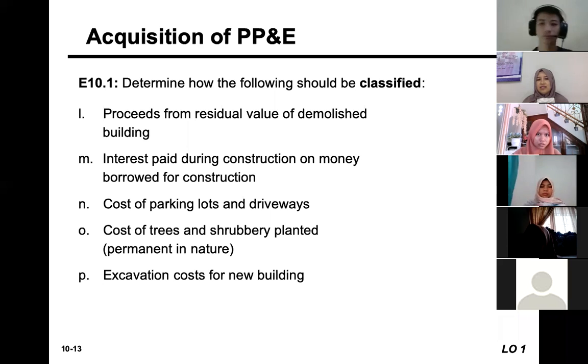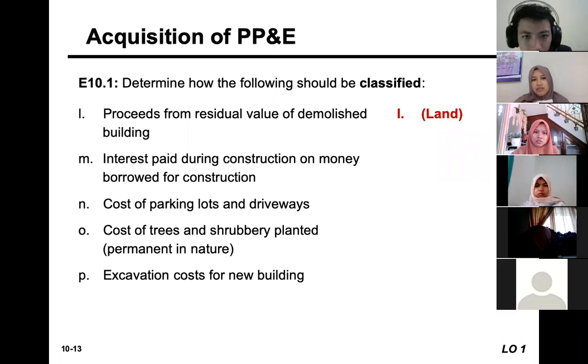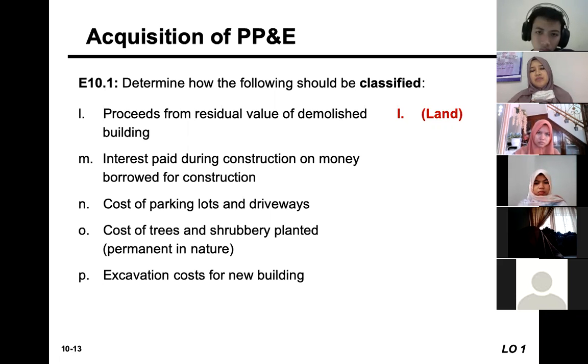Because it's proceeds, yeah? It's not the cost. So we will reduce it from the value of the land because we get the proceeds. What's the example of proceeds from residual value of a demolished building? Let's say the company destroyed the building, but some components of the building can be sold. Some of the structure of the building can be resold, maybe the roofs, I do not know, the woods. So that will give the proceeds to the company. It will give the money, so it will reduce the cost of the land.